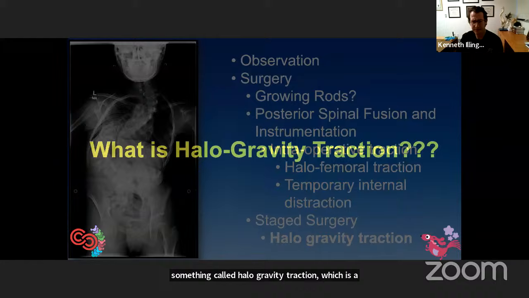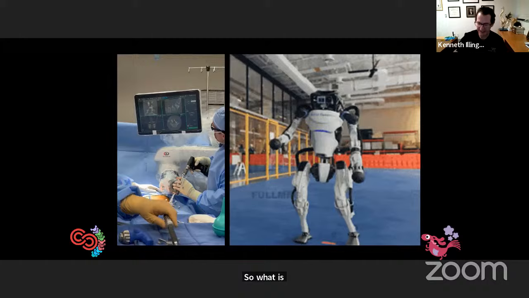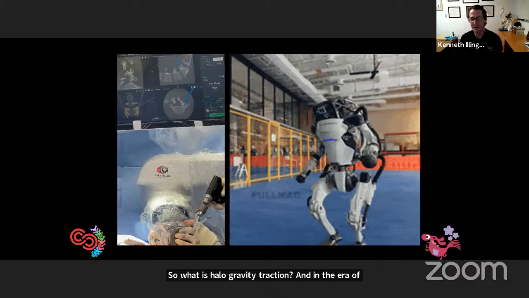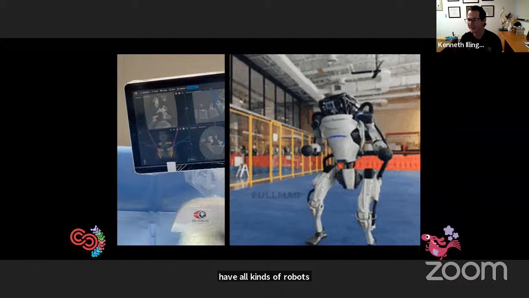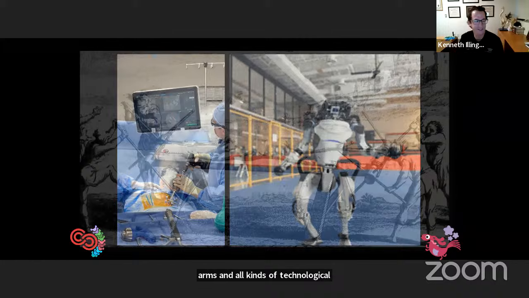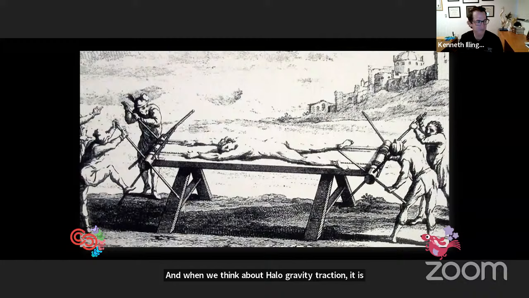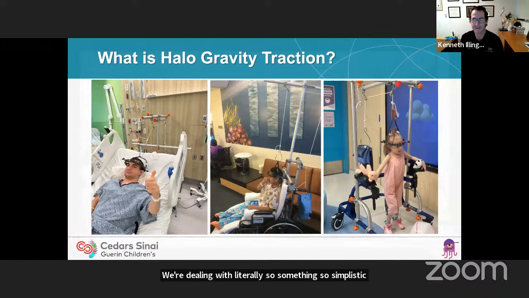And in the era of technological advancements and enabling technology, we have all kinds of robots and all kinds of O-arms and G-arms and all kinds of technological advancements. And when we think about halo gravity traction, it is almost like taking a step back in time where we're dealing with almost medieval racking type techniques where, you know, we're not dealing with the latest and greatest of technology. We're dealing with literally something so simplistic, but has such a powerful impact, which I think is why it's so fascinating to me. And so what is halo gravity traction?